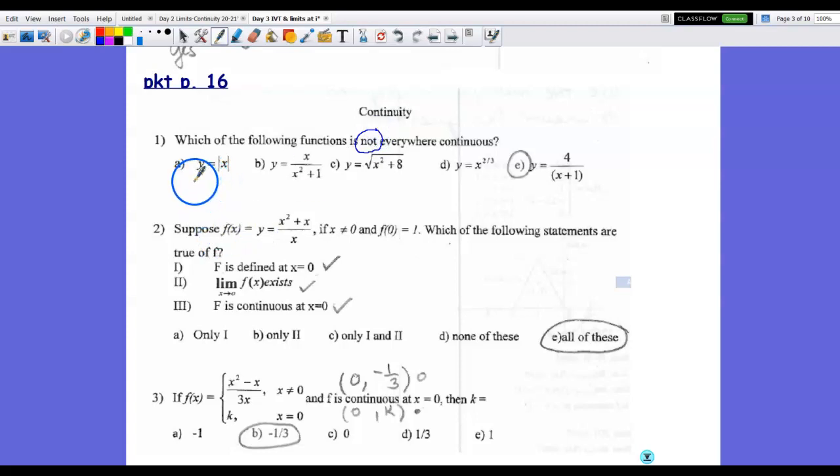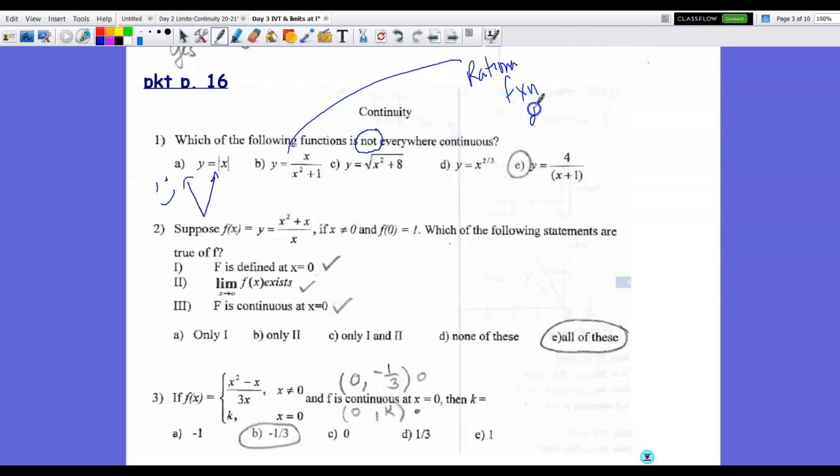Well, we know from prior knowledge that an absolute value function is a V shape. In this case, the vertex would be 0, 0. That is a continuous function, so we're good. Letter B is a rational function. I'm going to make some notes over here. B is a rational function, so I'm thinking maybe there's a vertical asymptote or a hole in the graph.